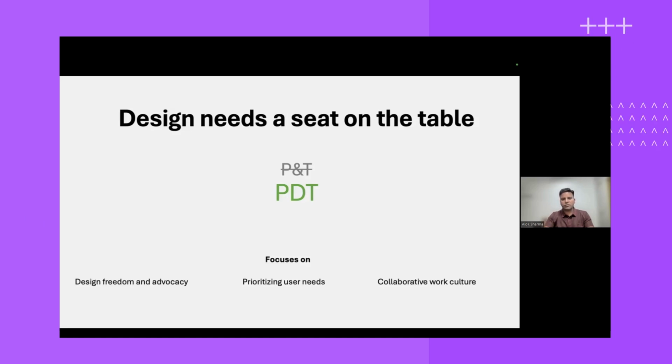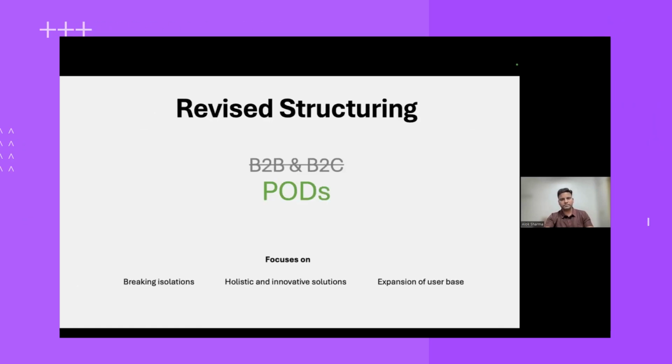A few of the things we focus on in PDT are freedom and advocacy, so that you always come up with what your user wants. It's not always based on the data. It's always based on what your user wants from it. We also have a collaborative work culture, so that it's not just about listening to what product is saying, but we also have voices, and these voices are always heard and listened to by the different teams, because we are not under them, we are parallel to them, so they need to listen to the design folks as well. So that is what I have covered in design needs a seat on the table. This is what we have already done in our organization.